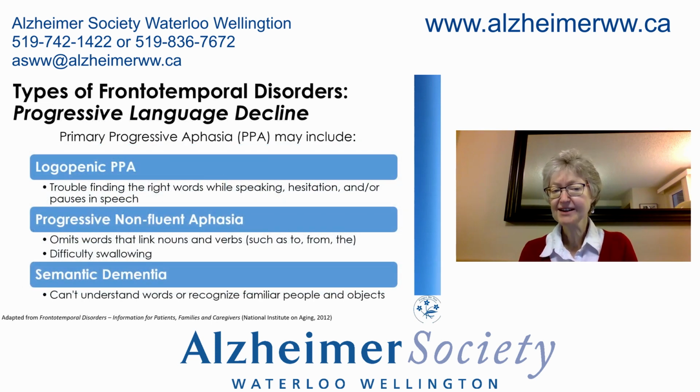There are also FTDs that have language decline, progressive language decline, primary progressive aphasia, PPA. And that PPA, primary progressive aphasia, is broken down into 3 types as well. Logopenic, which is trouble finding the right word while speaking, having hesitation and or pauses in speech. There's progressive non-fluent aphasia, where folks omit words that make their sentences make sense. They miss the words that link the nouns and verbs. So as, to, from, the.